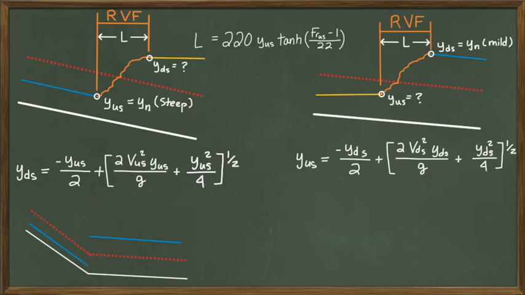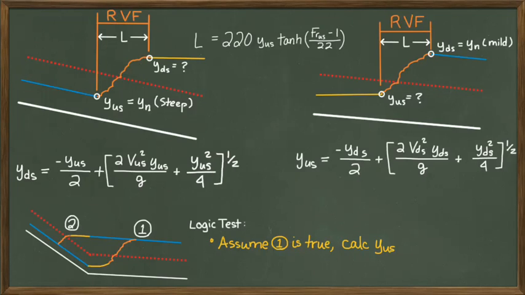We can use the conjugate depth formula and a little bit of logic to predict where the hydraulic jump occurs. For example, when we have a steep channel that transitions into a mild channel, we do not know at first if the hydraulic jump will be in the mild channel or the steep channel. To approach answering this question, start by assuming that the jump occurs in the mild channel.